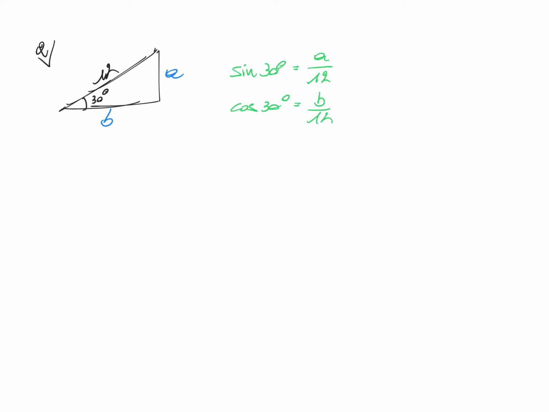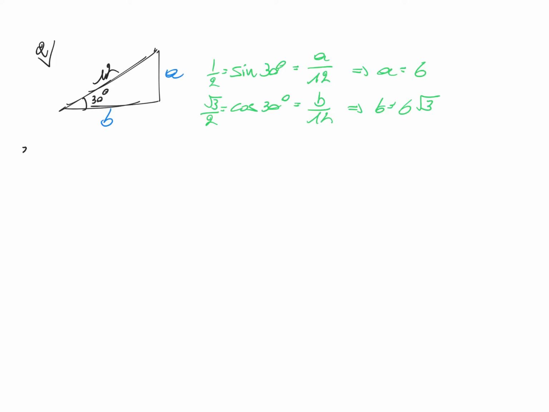And you also know the values for the sine and the cosine. So the sine of 30 degrees is 1/2. The cosine of 30 degrees is the square root of 3 divided by 2. And so you find easily that A is 12 divided by 2, so it's 6. And B is 6 times the square root of 3.